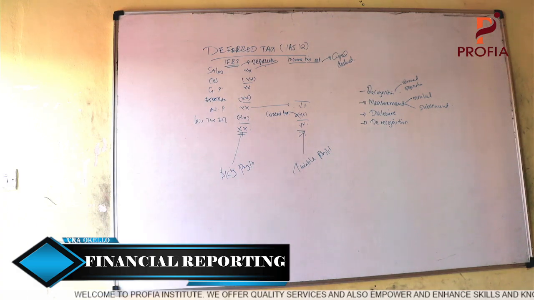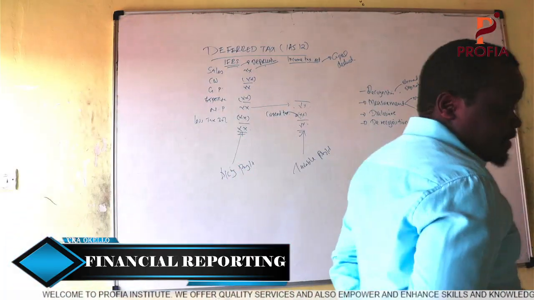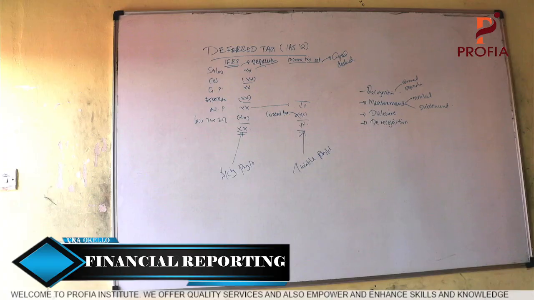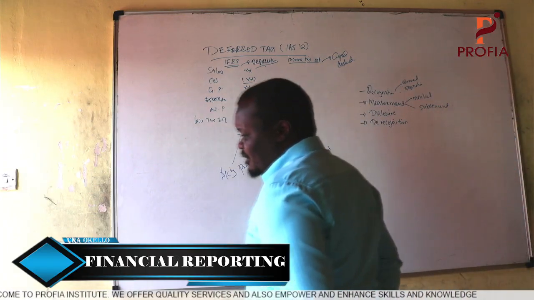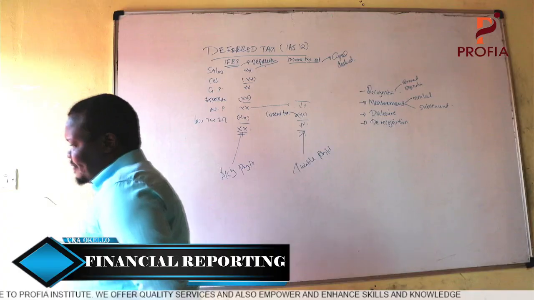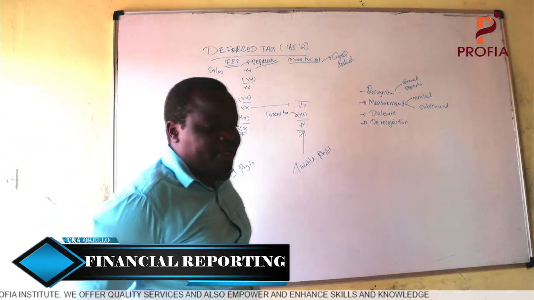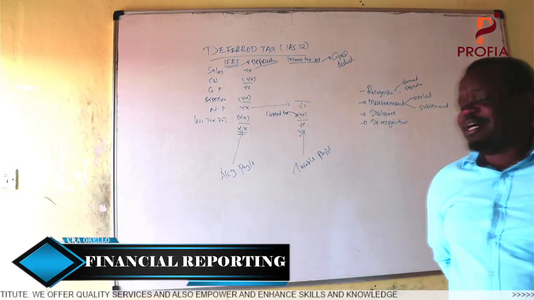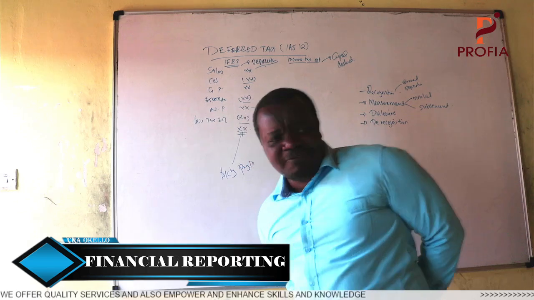Don't worry about the big terms, we're going to explain them. Taxable temporary differences and deductible temporary differences. So there are three new terms: deductible, then temporary, then differences.